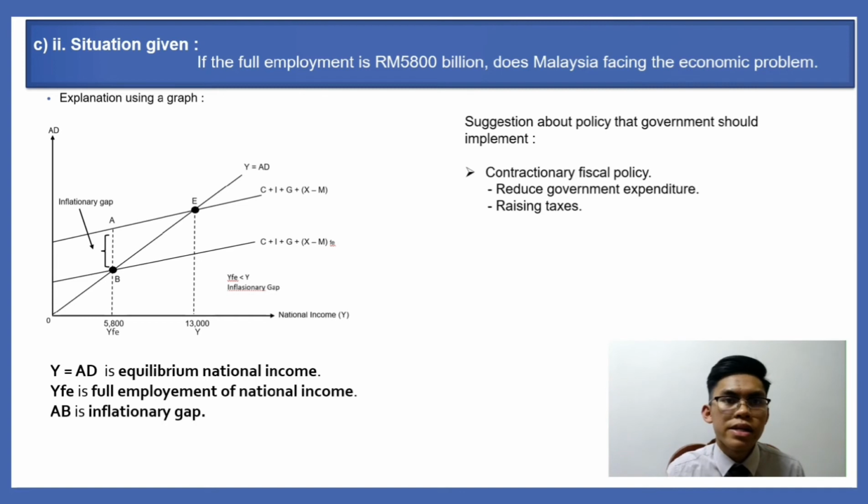The inflationary gap disappears only when the aggregate money income increases from 0 YFE to 0 Y, raising the general level of price. Okay, so the suggested policy that the government should implement is contractionary fiscal policy, which is to reduce government expenditure and raise taxes. From there we will see the AE will reduce and the inflationary gap can also disappear.